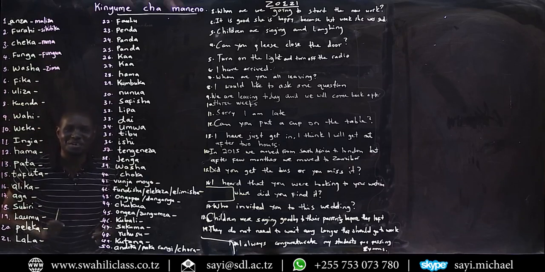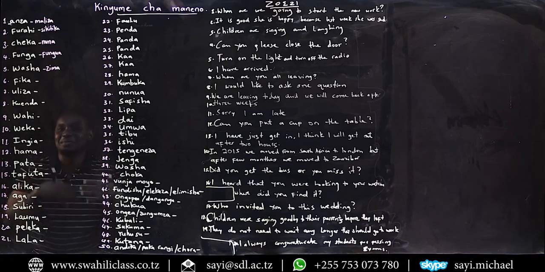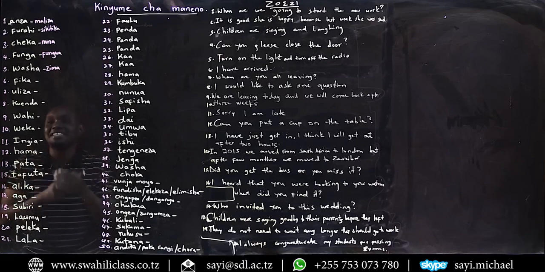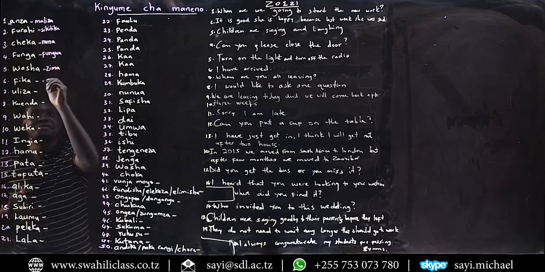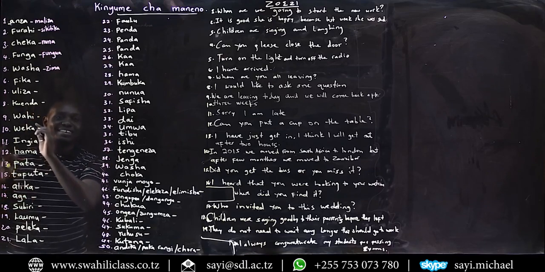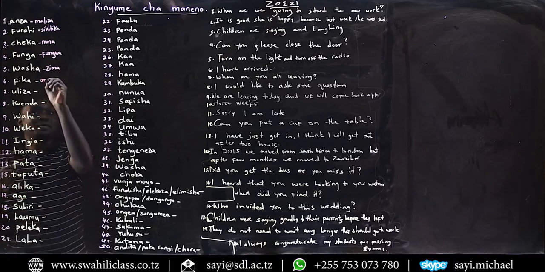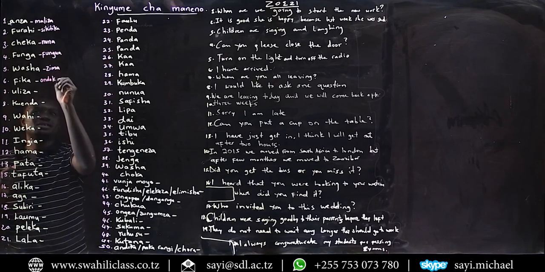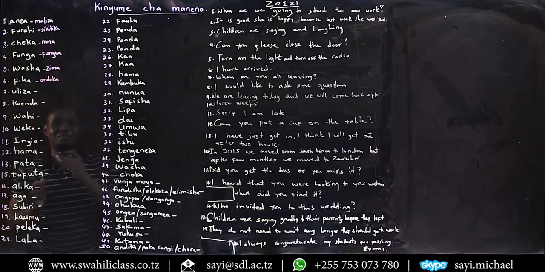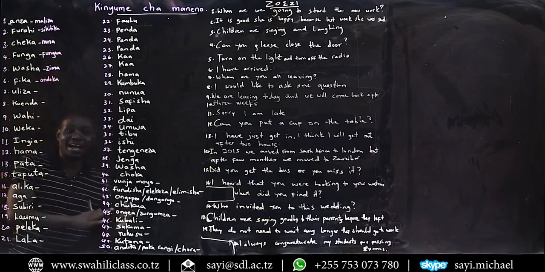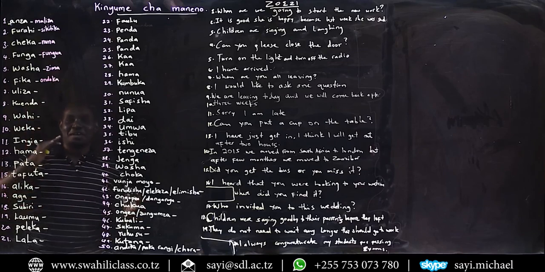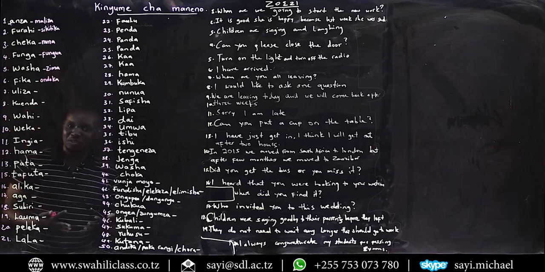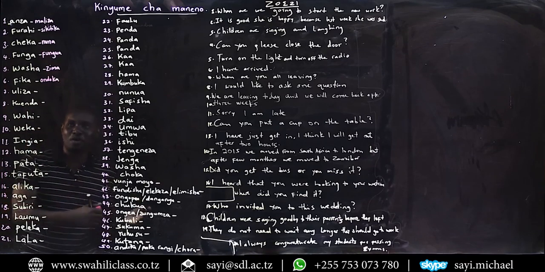So, fika, you know the meaning of fika. What is fika? That's too easy, you know it. Say it. Fika is arrive. So the opposite of fika will be? My opposite is ondoka. So fika, arrive. Ondoka, leave. Like in the morning, I arrive to the office, and in the evening, I leave the office.